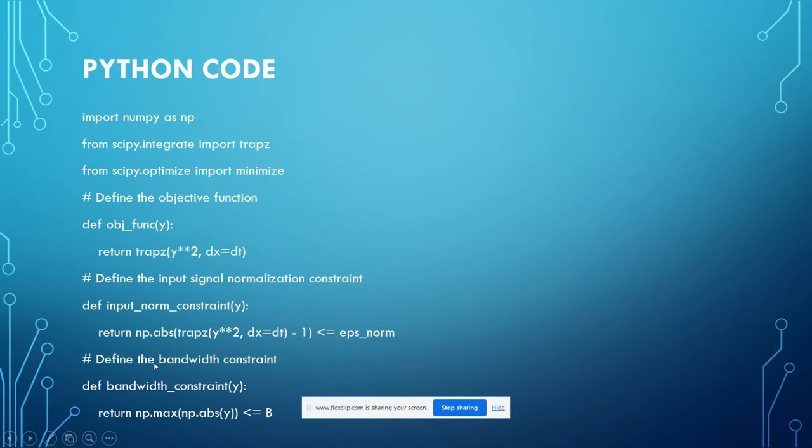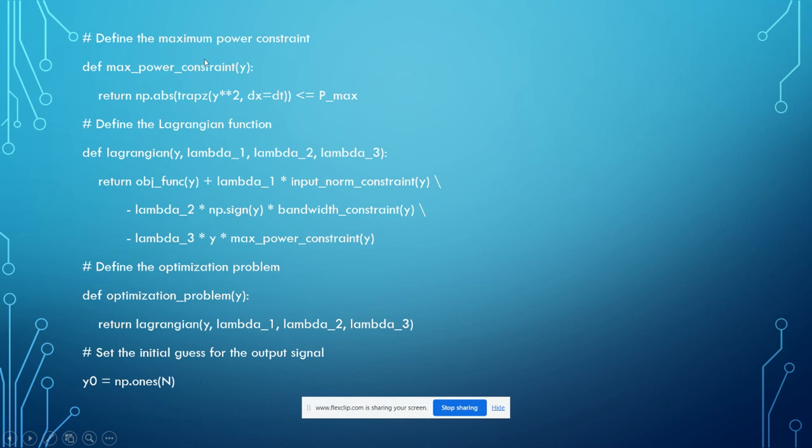Let's define the bandwidth constraint, which means the output signal is less than a certain bandwidth. This is the maximum power constraint. Power of the output signal should be less than maximum power. Let's define the Lagrangian function containing y, lambda 1, lambda 2, lambda 3, and this is the objective function plus lambda 1 into constraint 1 plus lambda 2 into constraint 2 and lambda 3 into constraint 3. This is the Lagrangian function.